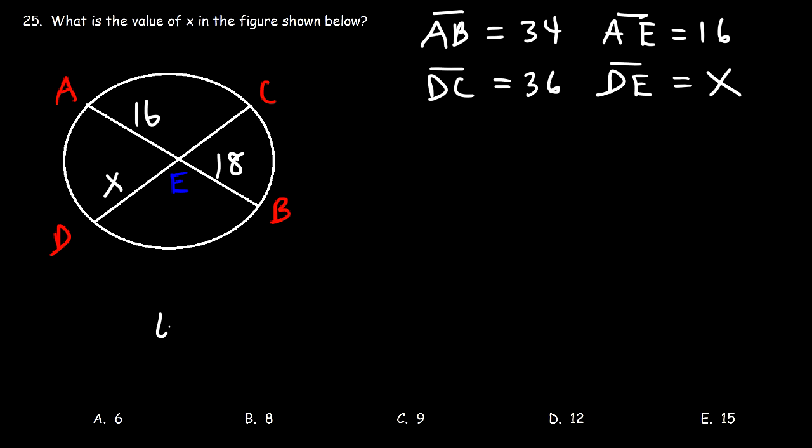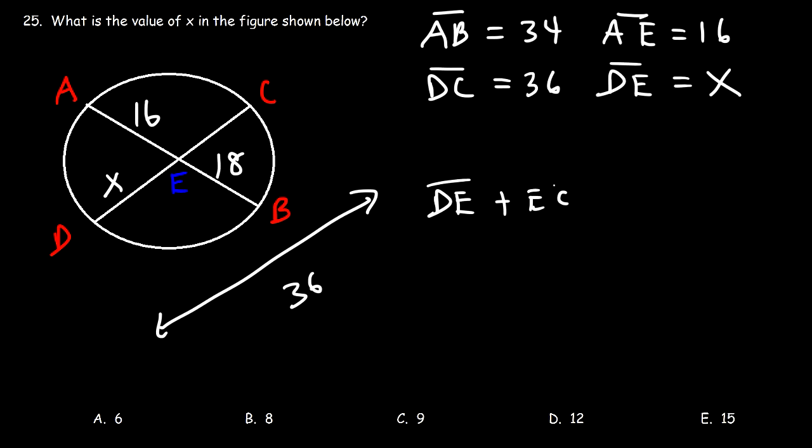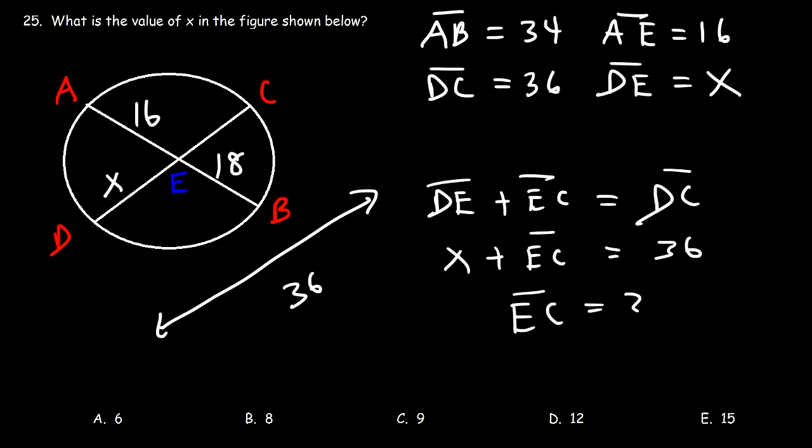Now we have DC, which is 36. And we have DE, but we don't have EC. So we got to calculate EC. So DE plus EC has to equal the total segment DC. DE is x. We're looking for EC. And DC is 36. So therefore we can say that EC is 36 minus x if we subtract both sides by x.